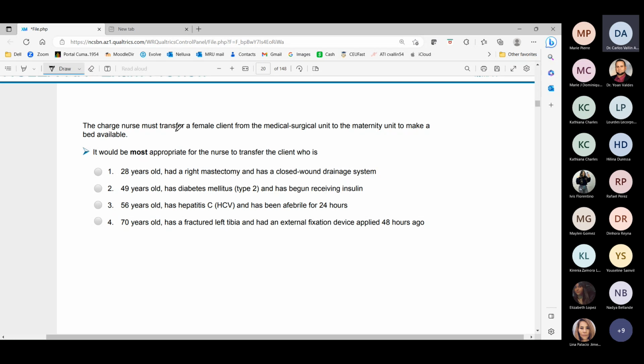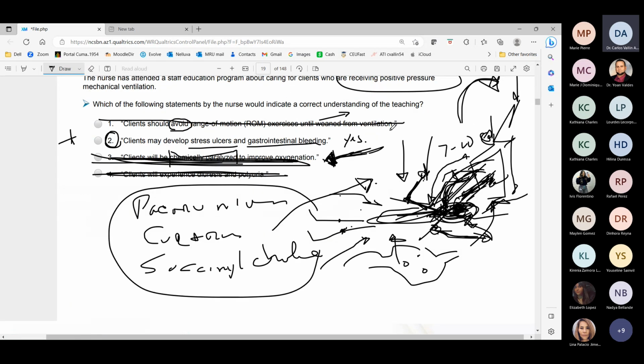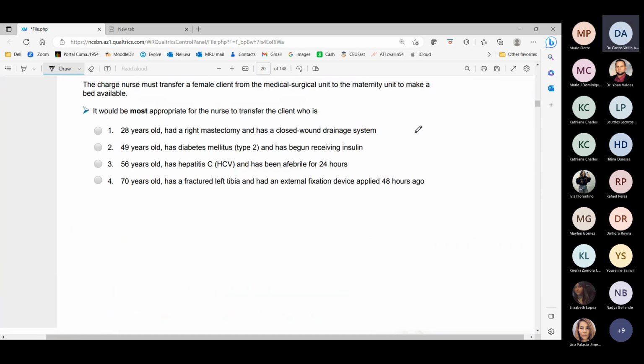Let's see this question. Everybody knows that stress ulcers are a complication of patients in the ICU with assisted ventilation, and we know that.